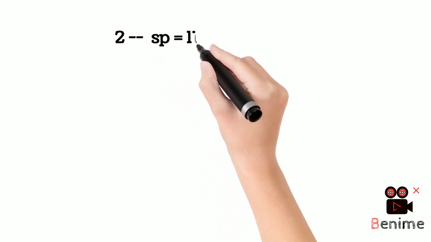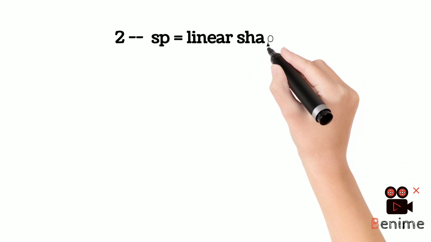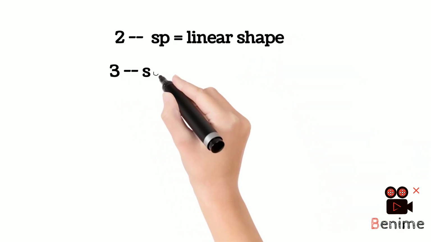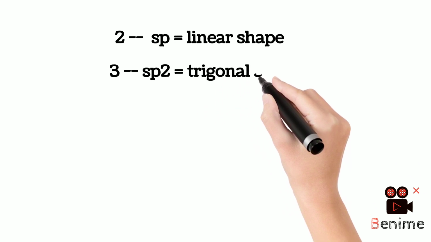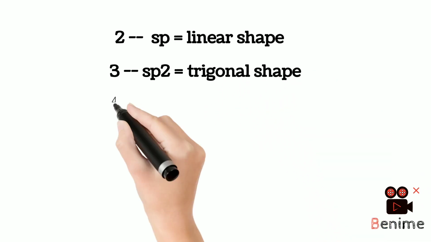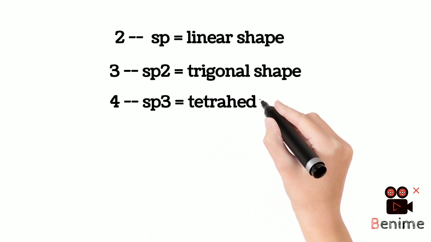If there are two orbitals, the hybrid orbitals are sp, and its geometric shape will be linear. If there are three orbitals, one is s and two are p hybrid orbitals. Its geometric shape will be trigonal. If there are four orbitals, one is s and three are p hybrid orbitals. Then its geometric shape will be tetrahedral.